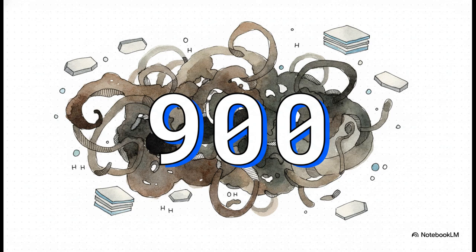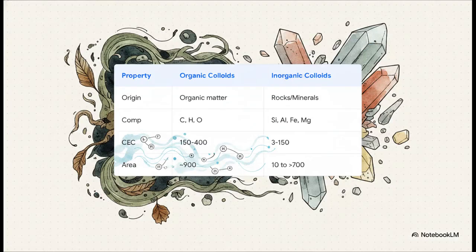Just to put that into perspective based on our earlier data, the highly expanding montmorillonite capped out around 770 total surface area, while kaolinite barely reached 30. Humus is highly colloidal, it's totally amorphous, and it's essentially just made of carbon, hydrogen, and oxygen. Drawing a direct line between the organic and the inorganic reveals this beautiful contrast. Organic colloids come from the decomposition of organic matter, while inorganic colloids come from the weathering of rocks and minerals.